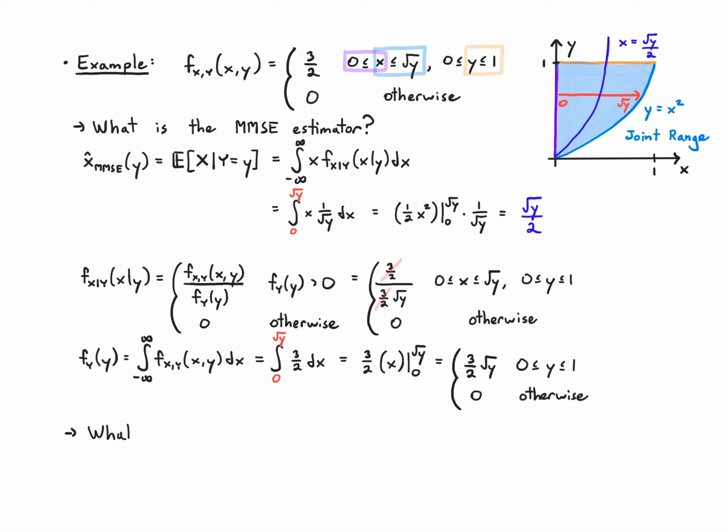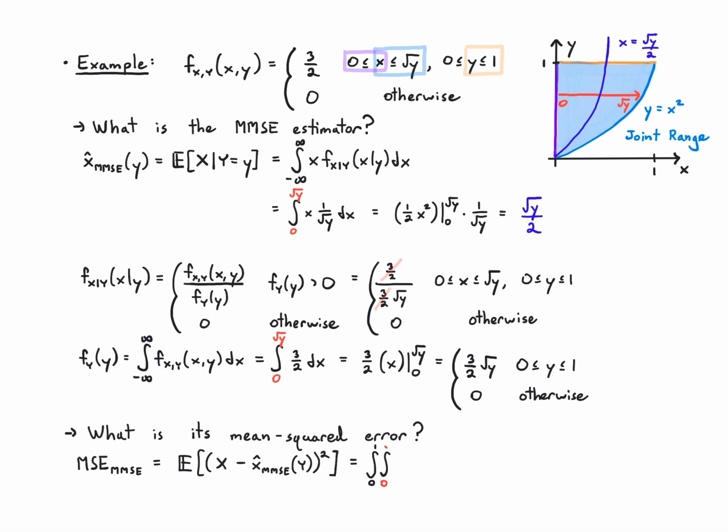What is the performance? Well, we need to evaluate the mean squared error, right? And whatever number I get here is the best possible performance I could have, but we're going to get it so we can compare to the LLSE estimator in just a moment. So I take x minus the MMSE estimator for this value of y, square it, take the average. So this is an integral that's going to go from 0 to 1 for y, 0 to root y for x, and I plug in x minus root y over 2, the estimator, square it, 3 halves dx dy. We're not going to show this calculation here. You could do it on your own. It turns out to be 1 over 20, which is 0.05.